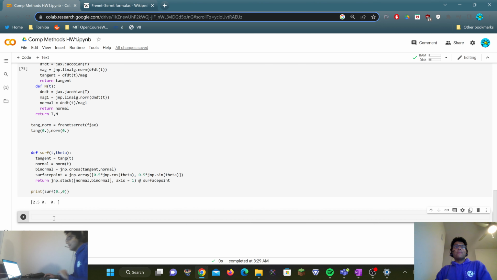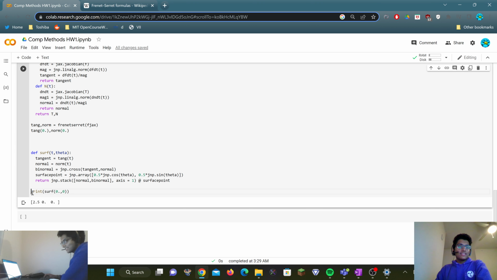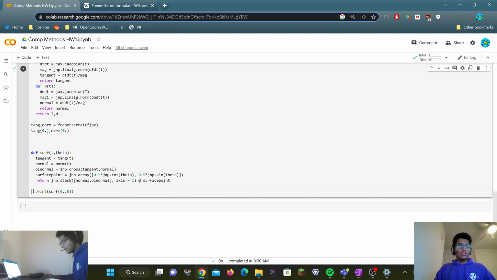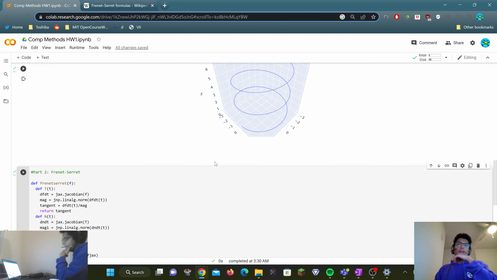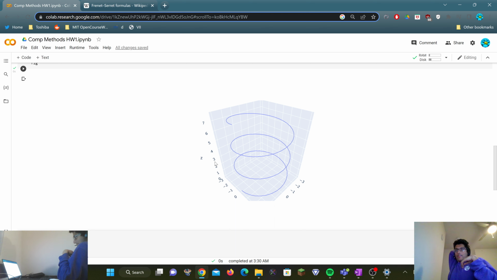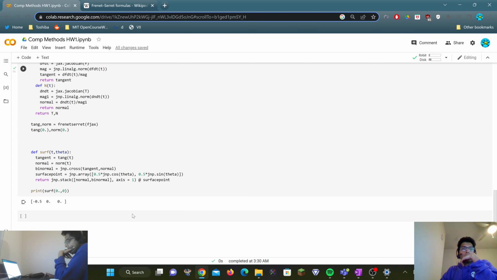All right, I realized what was up. I had this in the indent, so I guess it thought it was part of the function. If I take this out, it's negative 0.5, 0, and 0. If you think about that, I said t was 0 and theta was 0, so it's at the starting point, and if theta is 0, this resides on the xy plane. It's just saying it's negative 0.5 away, and that makes sense because we said r is 0.5 away from the surface.